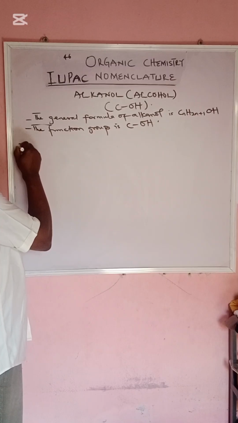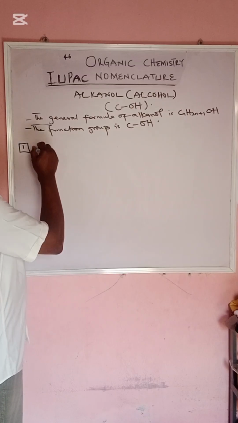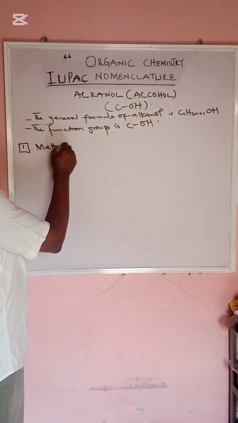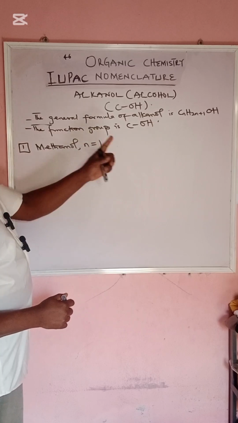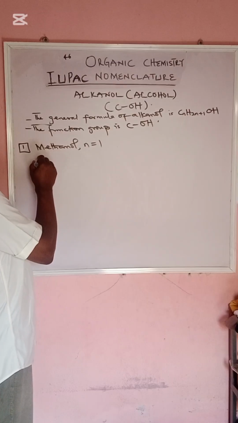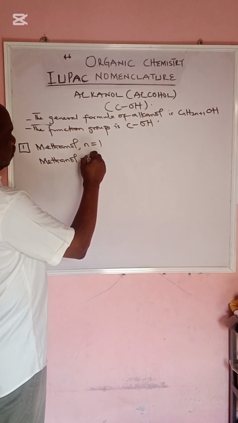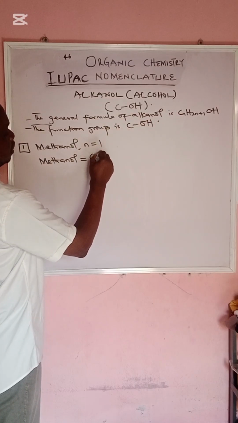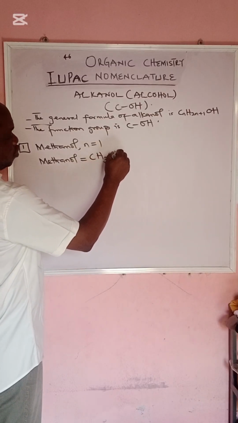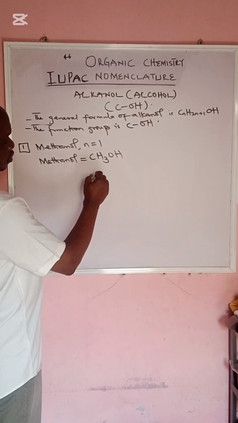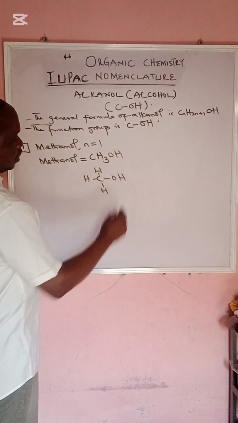So let's see what the members are. The first member of alkanol, we call it methanol, where the number of carbon atoms is equal to 1. So let's substitute. The molecular formula of methanol is C1H(2 times 1 plus 1), which is CH3OH. That is methanol, and this is the structure.